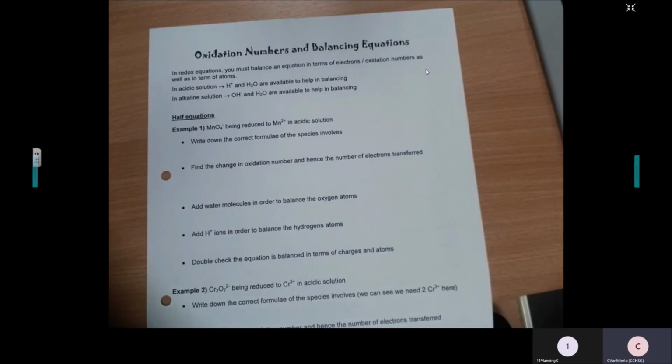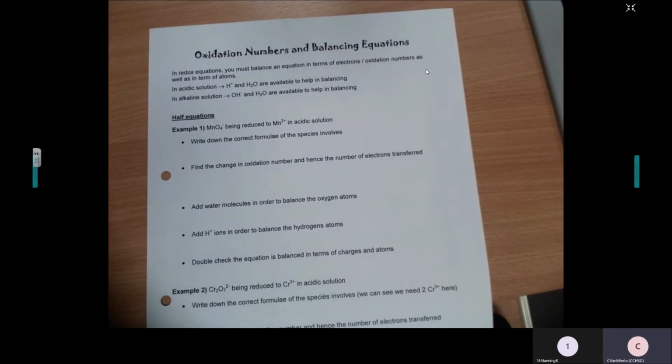So what we need to do by the end of today is make sure that we can use oxidation numbers to balance equations. You'll come across questions in your exams that ask you to do that, and basically they are redox reactions. So what you can't do is just look at the atoms present and balance for atoms and assume you've got the right equation.